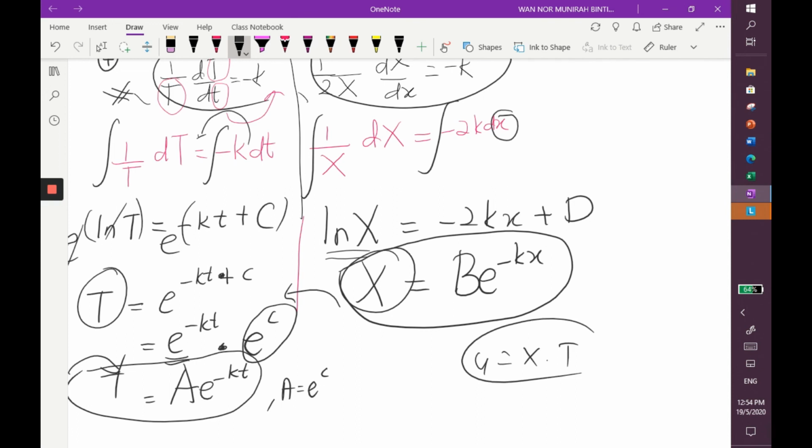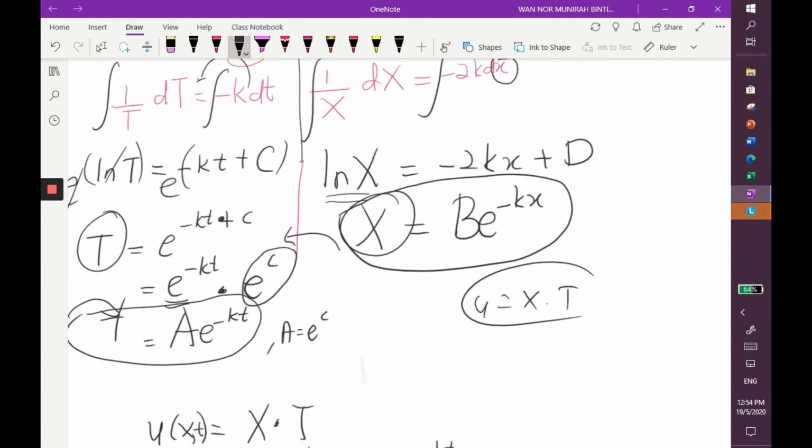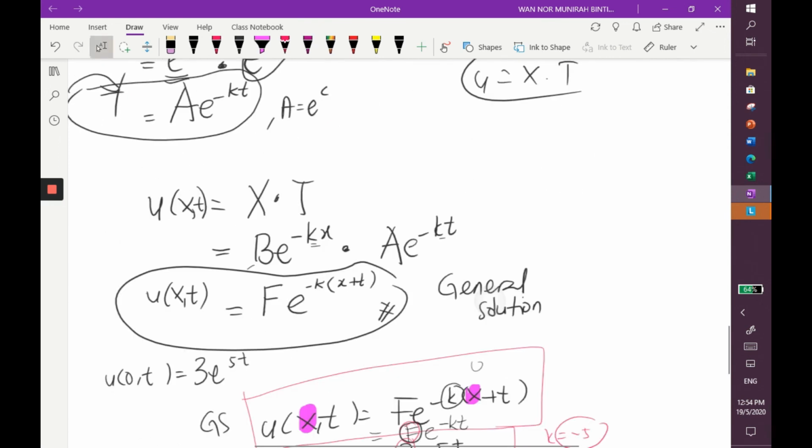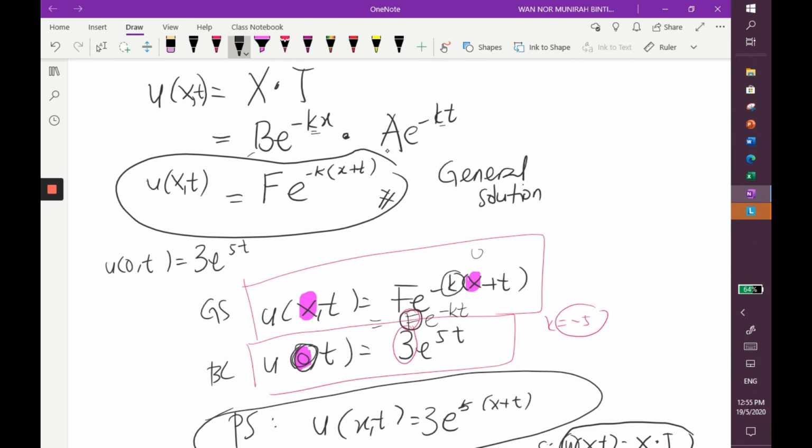In order to get the particular solution, go back to the question where you have the boundary condition. Then you compare with x equals 0 to get f and k. Then plug into your general solution to get the particular solution. So that is the separation of variables method. Later, we will discuss the heat and wave equation. Do you understand this one? Okay, thank you.